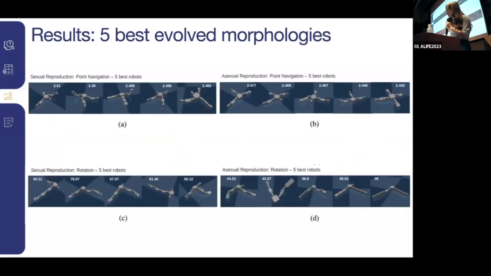Now let's look at morphology. These are the 5 best evolved morphologies and fitnesses. Plots A and B show the best robots for the point navigation task. The bodies are mainly converged into a cross shape, and plots C and D are for the rotation task, and the morphologies are mainly converged into an L shape, regardless of the different reproduction methods.